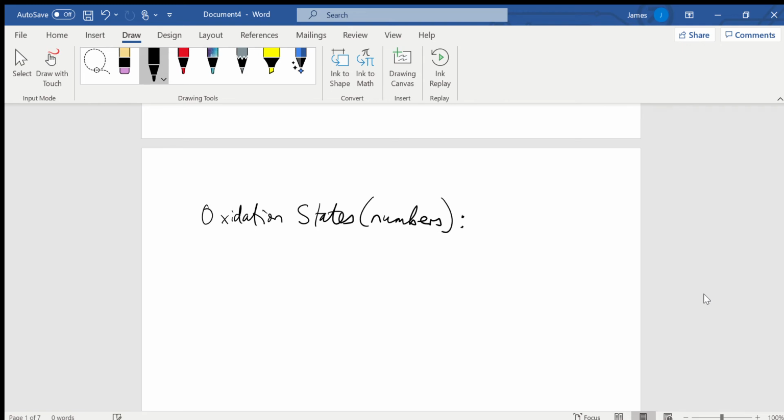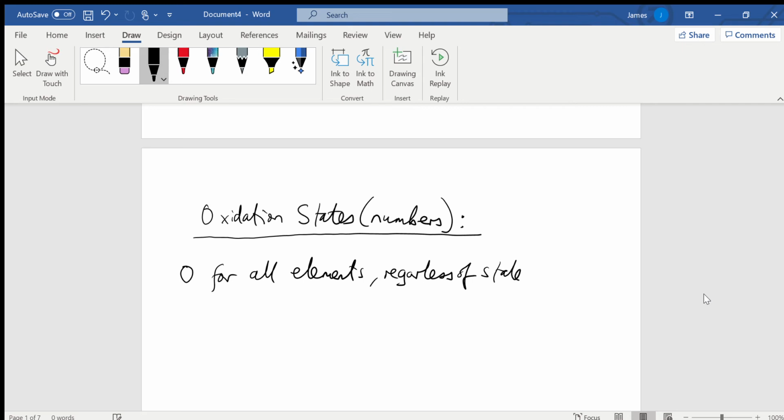Oxidation state, oxidation number are essentially the same thing. The number is 0 for all elements, regardless of state. So when I mean state, I mean solid, liquid, gas. So it doesn't matter. If you have an element, it has the numerical value of 0.